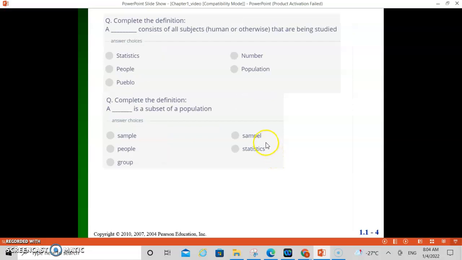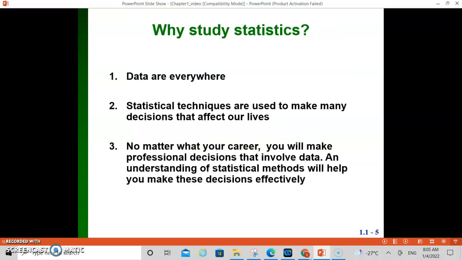Next, complete the definition. Dash consists of all subjects that are being studied. Think about that. Complete the definition: a dash is a subset of a population. We'll see by the end of this lesson you can answer these questions.